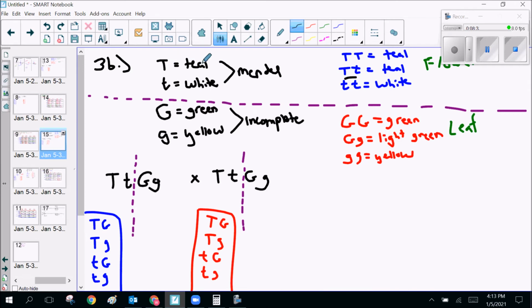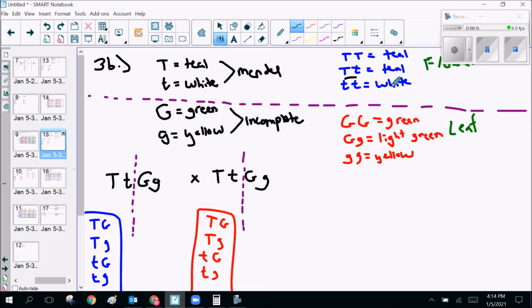We have either teal or white for our Mendelian trait, which is flower color. And we can get capital T, which is teal, capital T, lowercase t, which is also teal, because remember, this is Mendelian. It's any time in Mendelian genetics when you have at least one copy of the dominant or capital letter, it overrides the recessive. Or we could have lowercase t, which would give us white.